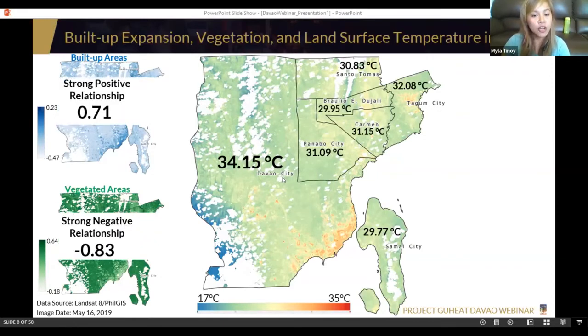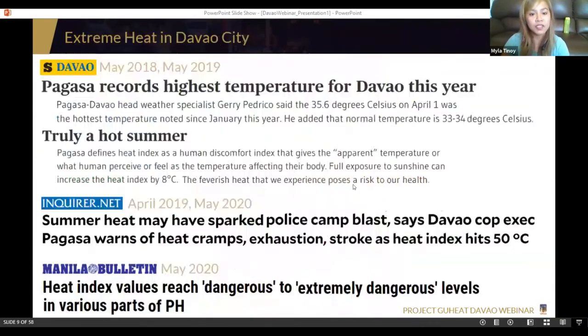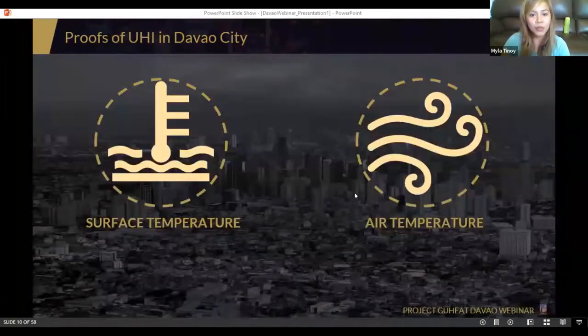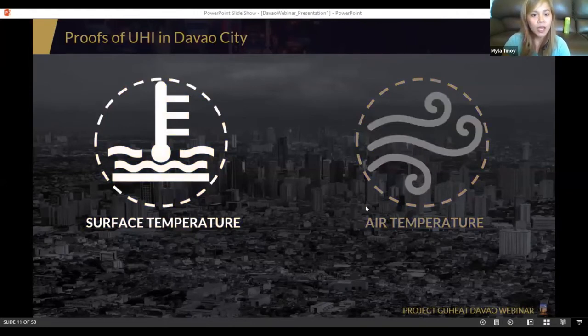Then we also found a strong relationship between LST and these indices. Positive for NDBI, while negative for NDVI. So certainly, Davao City is exposed to extreme heat based on this reported news. In Project GUHeat, we have conducted further investigations to verify if there are micro UHIs or hotspots within UHIs in Davao City. I will be presenting first the evidences we found in the surface temperature.